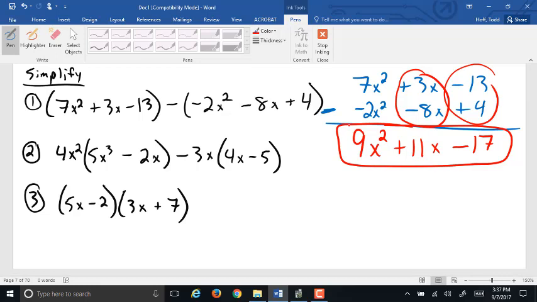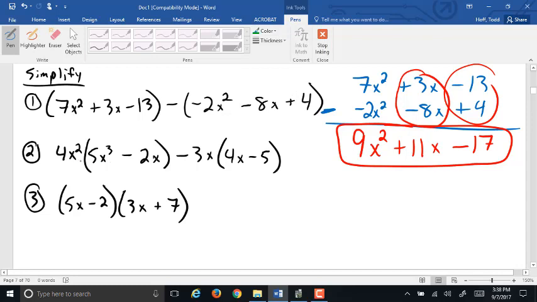Okay, any questions on how I got that? Or are the issues the negatives, or did you understand how to do the process and the negatives got you? Is there anybody that doesn't understand how to actually do the subtraction or combining? Okay, perfect.